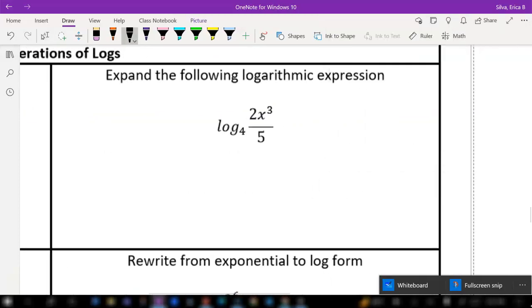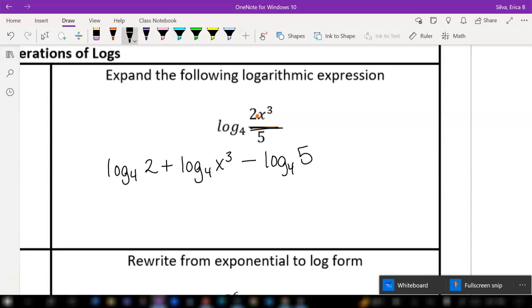Next one, we're going to separate these as well: 2 and the x to the third, and then the division, each one gets a log. We've got log base 4 of 2 plus log base 4 of x to the third. And because we're dividing, we're going to subtract log base 4 of 5. Notice how this one has an exponent, so that exponent is now going to be the coefficient. So our final answer is log base 4 of 2 plus 3 log base 4 of x minus log base 4 of 5.